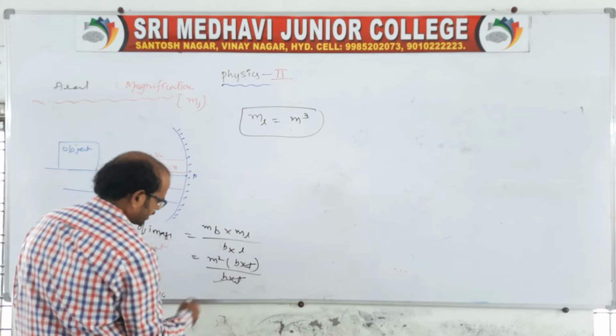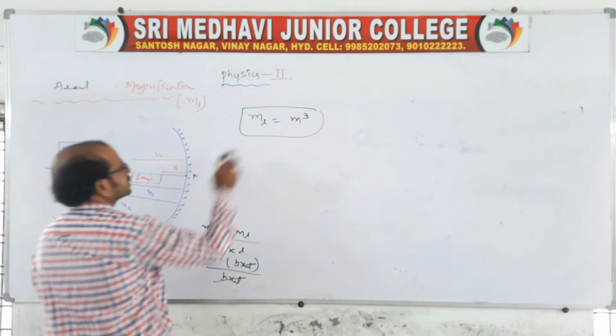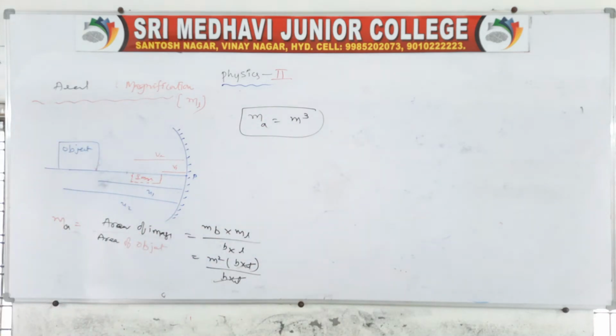Very simple, b l cancel, therefore it is aerial magnification, you say a, here also you take as aerial magnification like this. So now it is about aerial magnification which we can take as m cube, area of the image by area of the object. So that we can call it a magnification related like this.